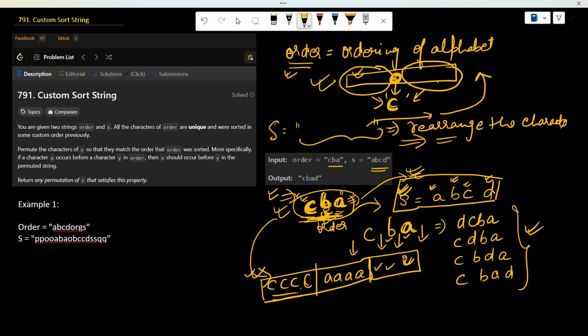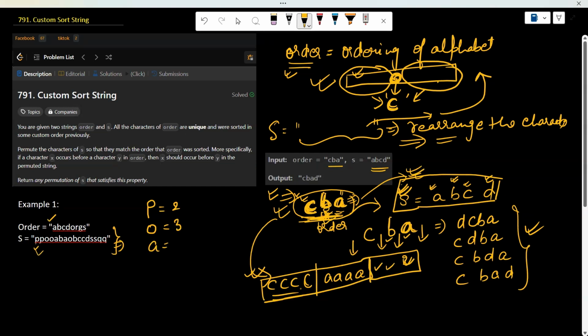So how can we write the solution? First, to check the presence of the characters from order in s, we will first calculate the frequency of each character in s. Suppose the first character is P. Let's see how many times P is occurring. One, two, only two times. Now the next character is O. O is occurring one, two, three times. Now let's see A. A is occurring one, two times.